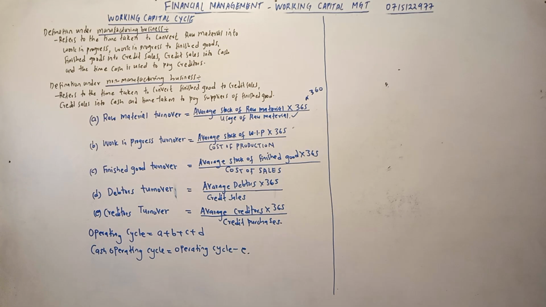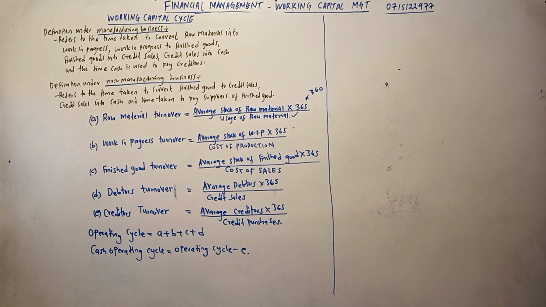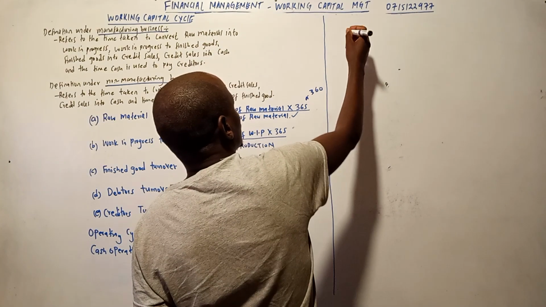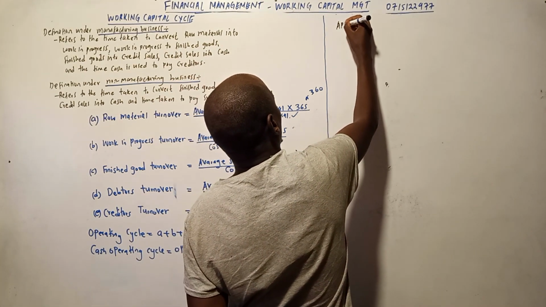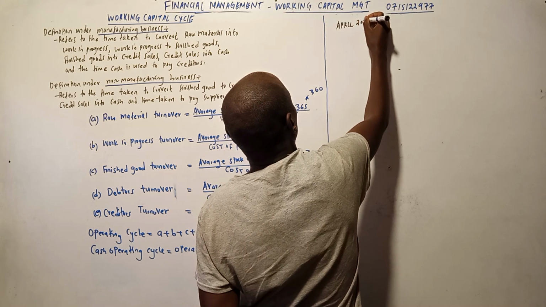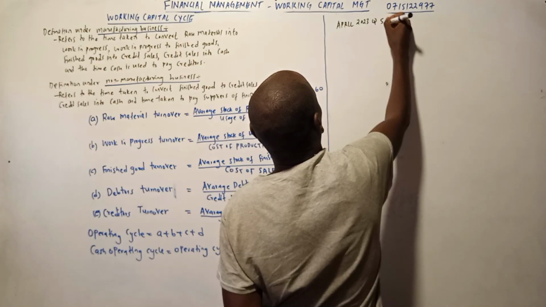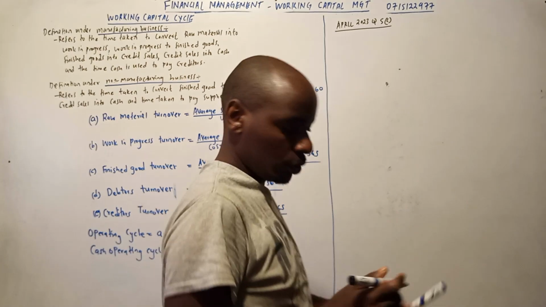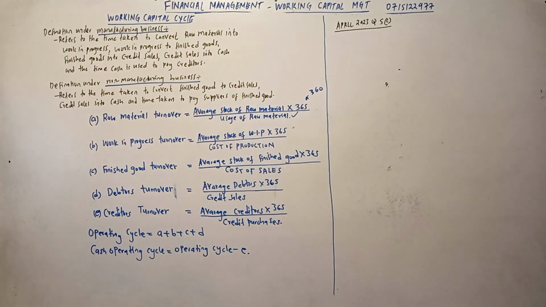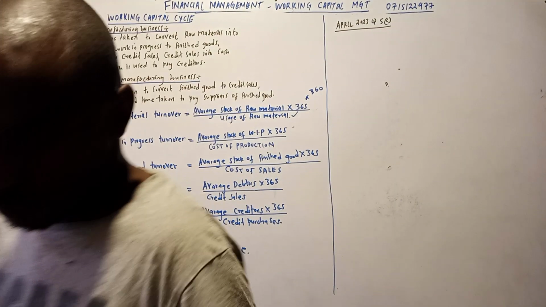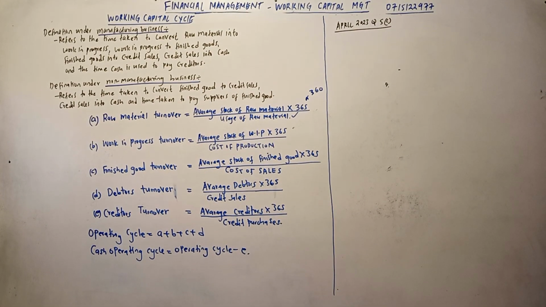So we start with the first question. April 2023, question number 5C. So open that question. Let me read the question. So the question reads, April 2023, question 5C.